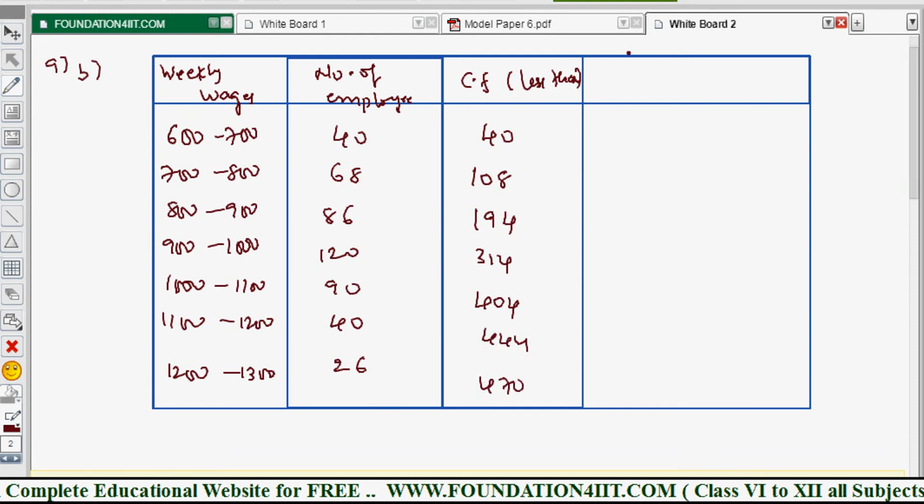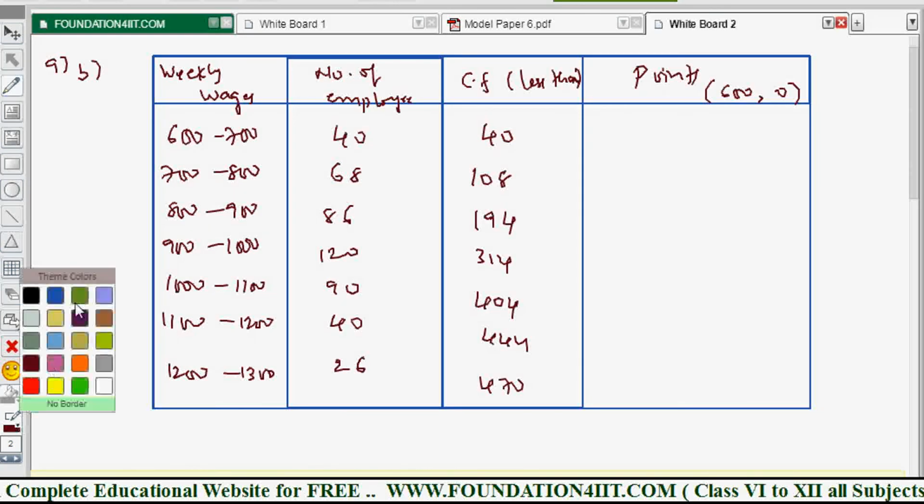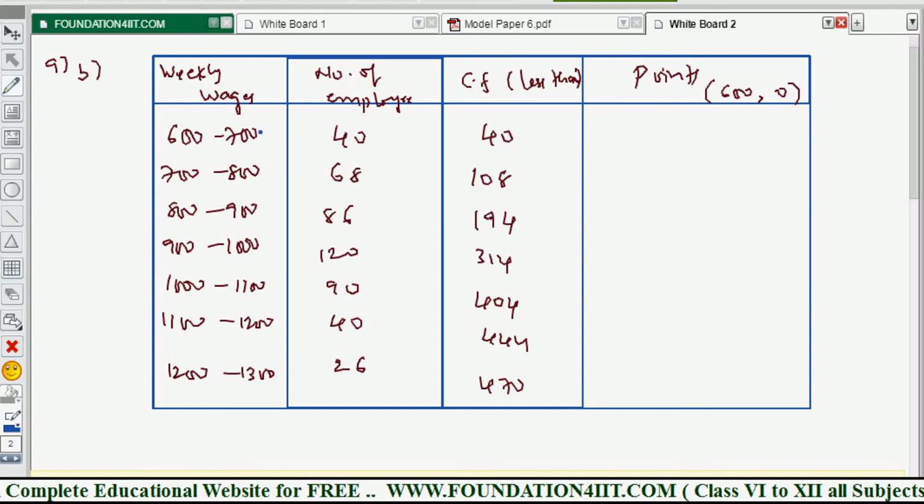Okay. We should make the points. These points are important. Starting is 600, comma 0. So whenever you take the points, you will take the upper boundary. Now next is 700. For 700, the value is 40. Okay, this is frequency on the y-axis, and this weekly wages on the x-axis.